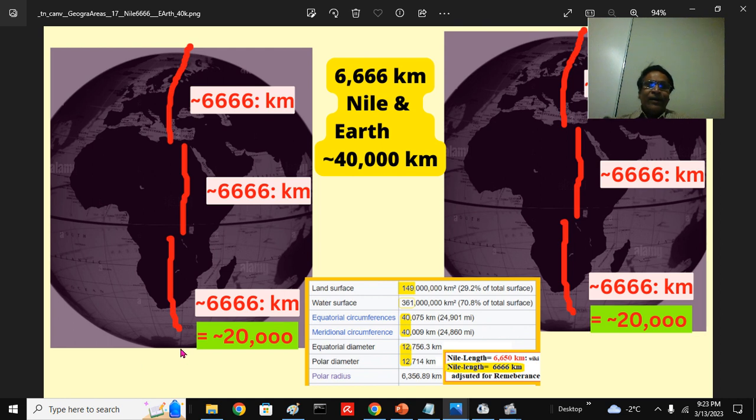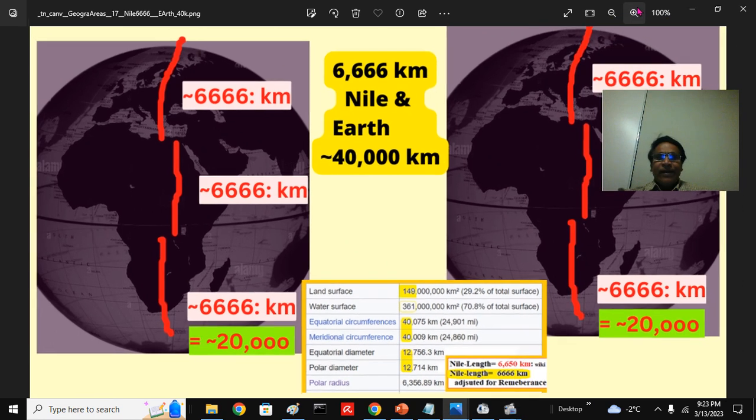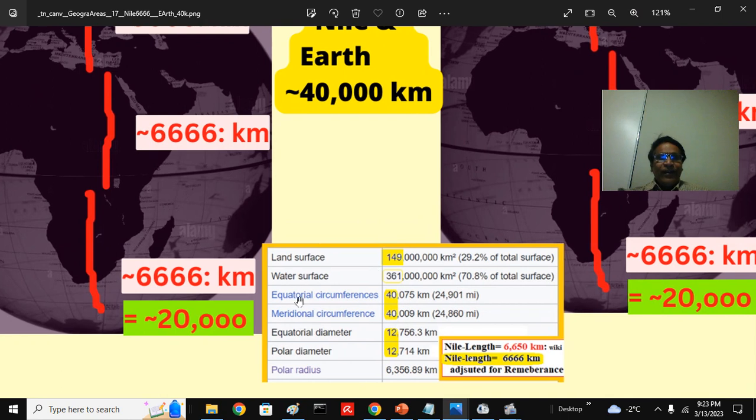You start here at the South Pole, go to the North Pole, 20,000. Again come back from the North Pole to the South Pole, 20,000. That is 40,000. Here you can see in Wikipedia, 40,000 is the equatorial circumference. There is a little difference, but that is not our concern.